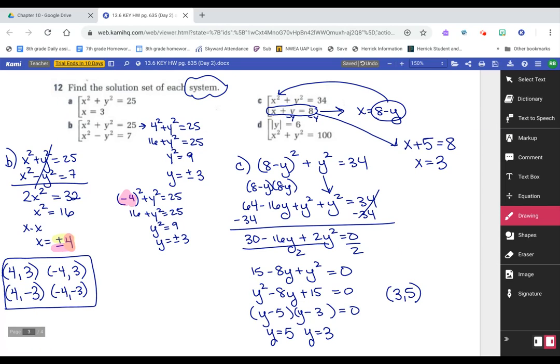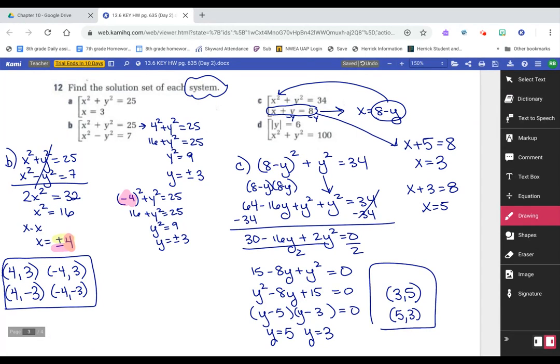All right. Now we have to do the other y, 3. So x plus 3 equals 8. When you subtract, x is equal to 5. So your other solution is when x is 5, y is 3. So that's how you solve those types of problems. They are system problems, but obviously a little bit different than what you're used to.